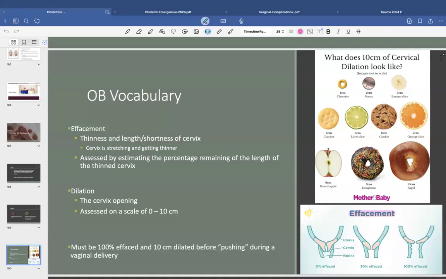Fetal station refers to the position of the baby's head in relation to the mother's pelvis during labor. It's a measure of how far down the birth canal the baby is. You'll use the ischial spines, there with the red line, to help you determine this measurement. At 0 station, the baby's head is actually at the ischial spines.